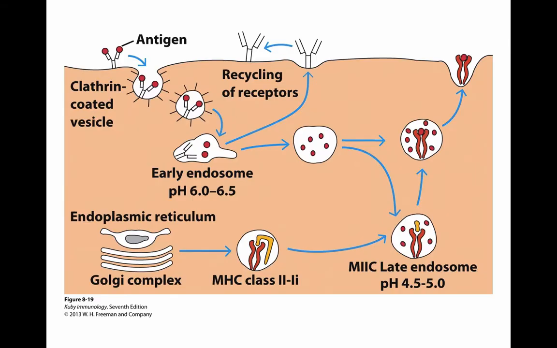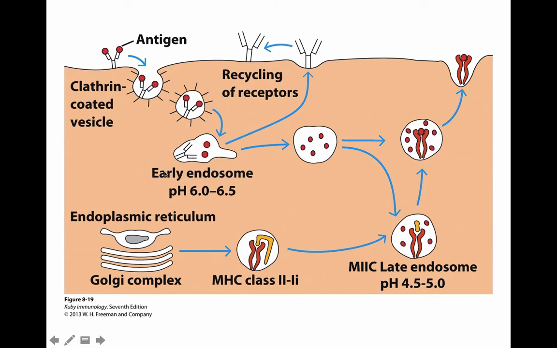So let's look at this. This is how antigenic peptides are generated using the exogenous pathway. And then you also get recycling of receptors that are occurring here. You have to remember that in phagocytosis, you can have the Fc region of antibodies binding to the surface of the cell. And if they bind to the antigen, then they can trigger clathrin-coated vesicles. Usually it takes more than one to trigger vesicle formation. And it brings it into the cell.